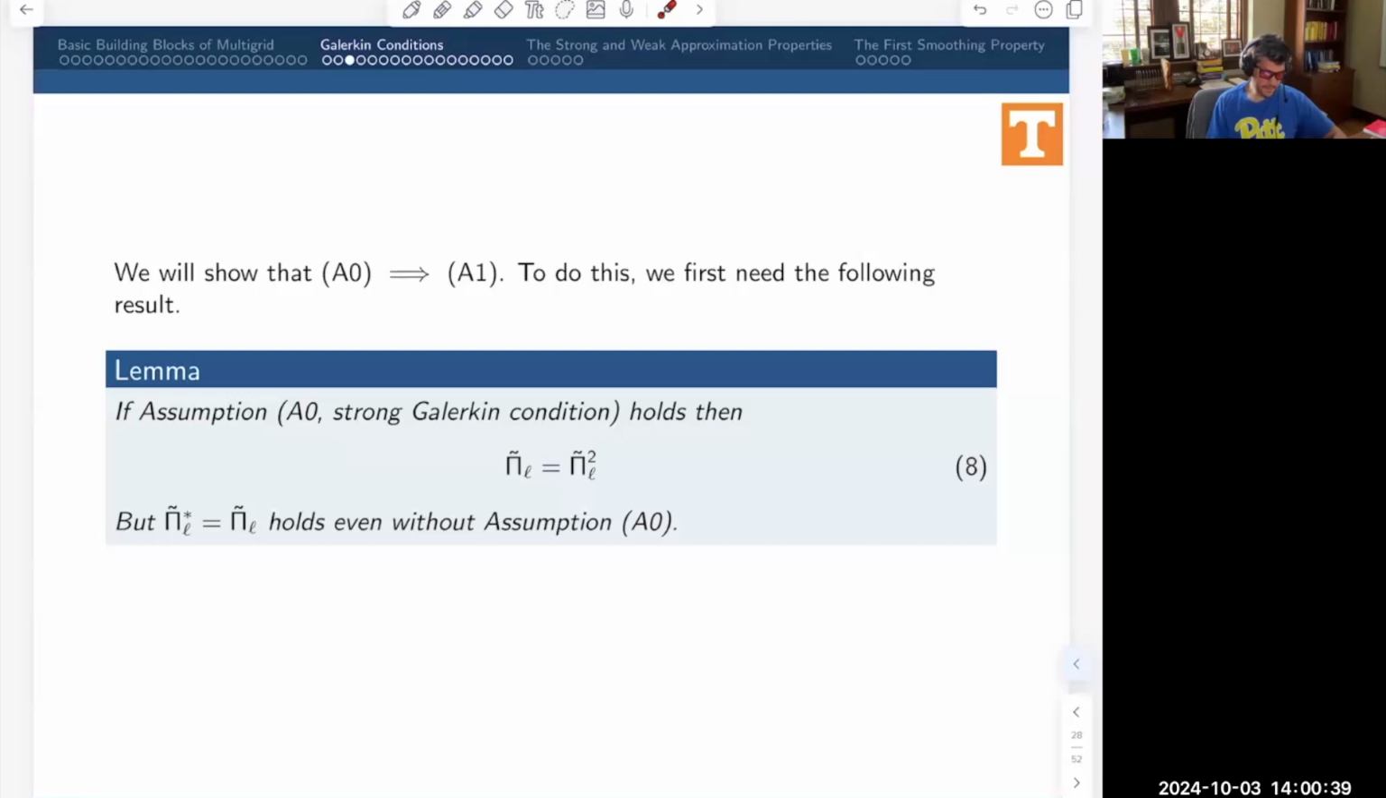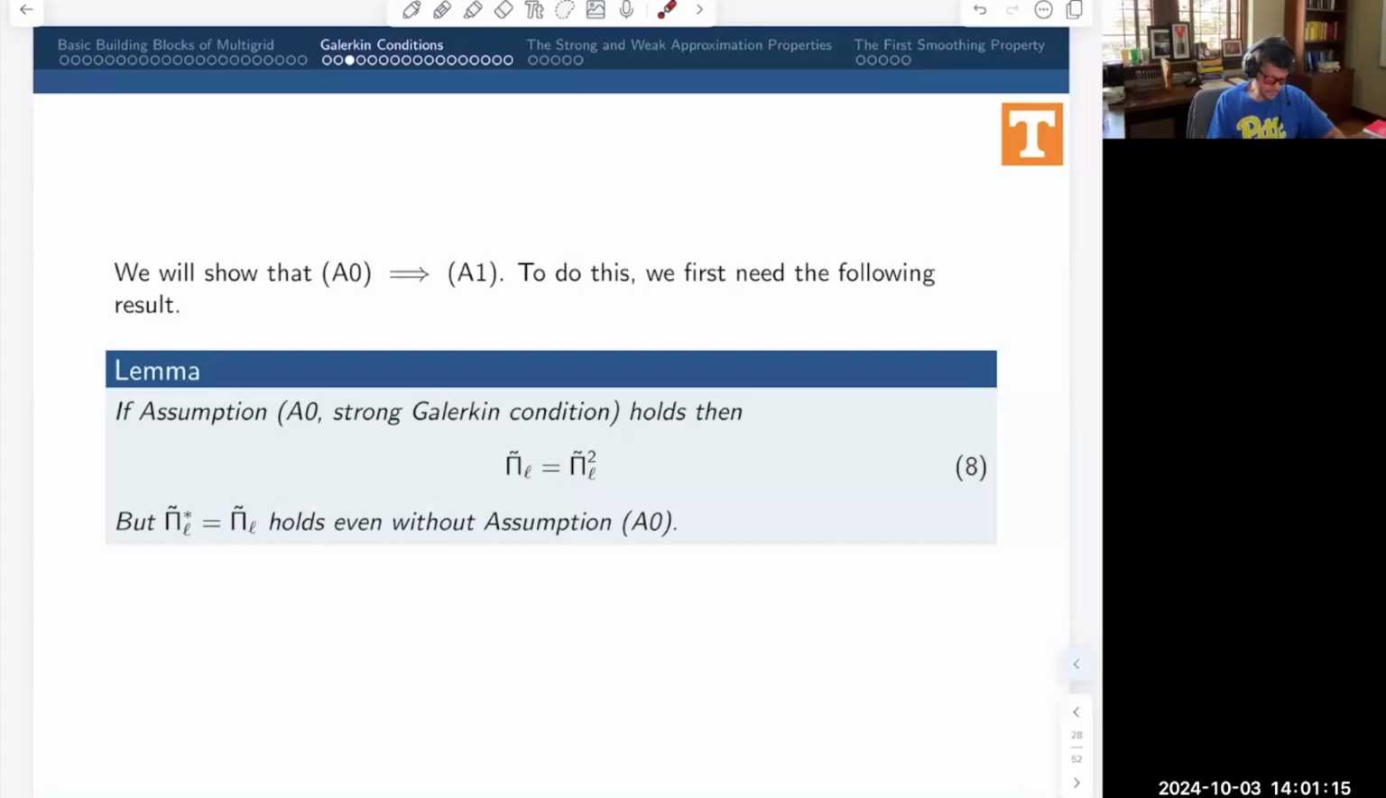The thing that we need is that if the strong Galerkin condition holds, then the Pi_L tilde matrix is a bona fide projection matrix. This is what we previously called the Ritz projection matrix. We gave it the name projection matrix because it was a projection as long as the Galerkin condition holds. If A0, the strong Galerkin condition, holds, then this holds. The proof is quite similar to what we had previously in chapter 2.